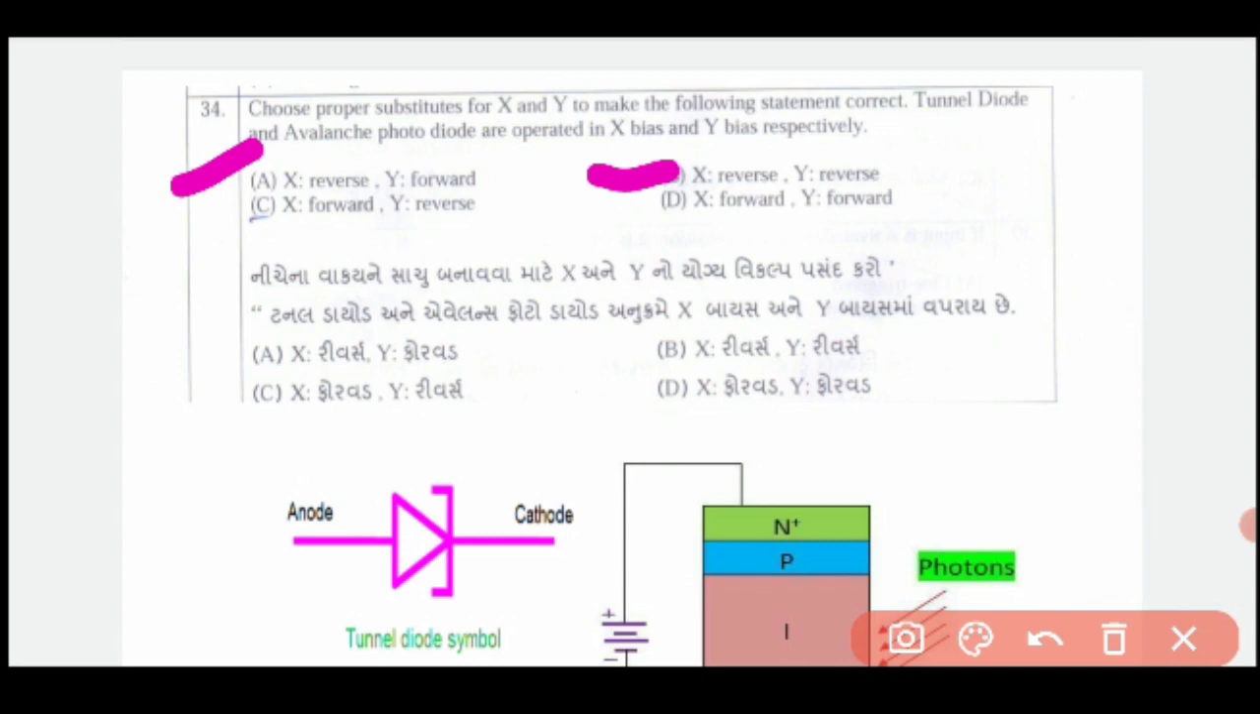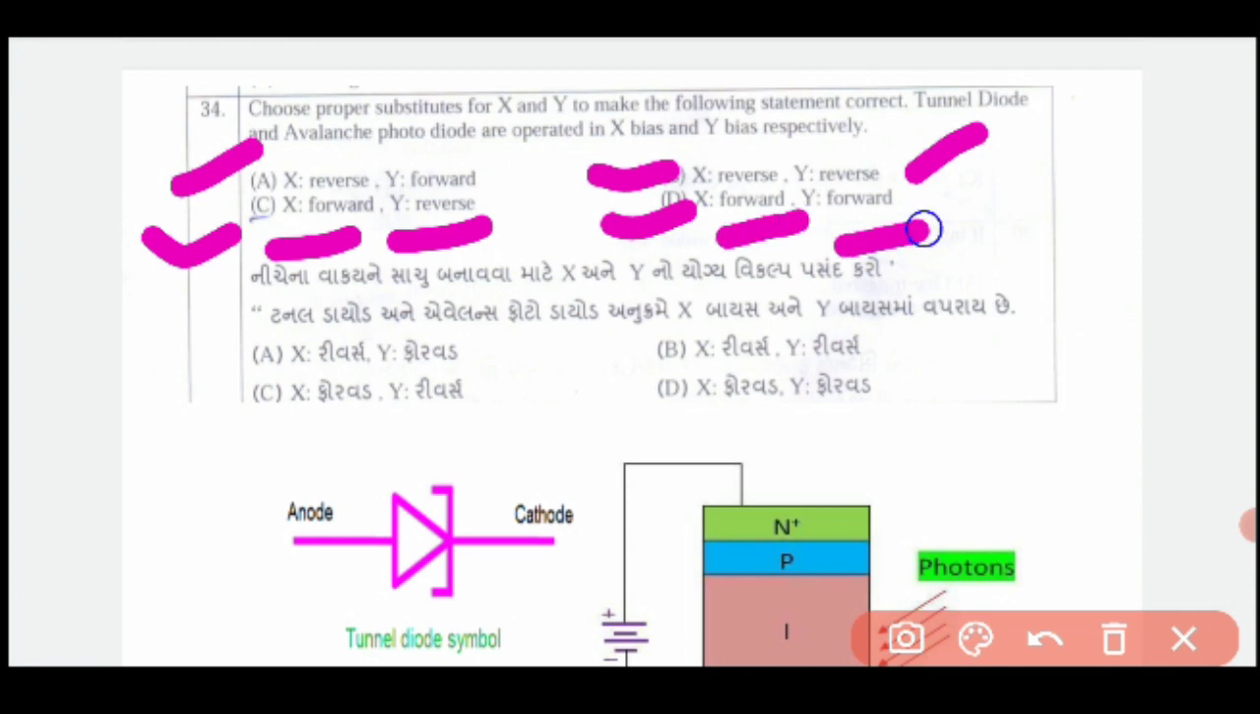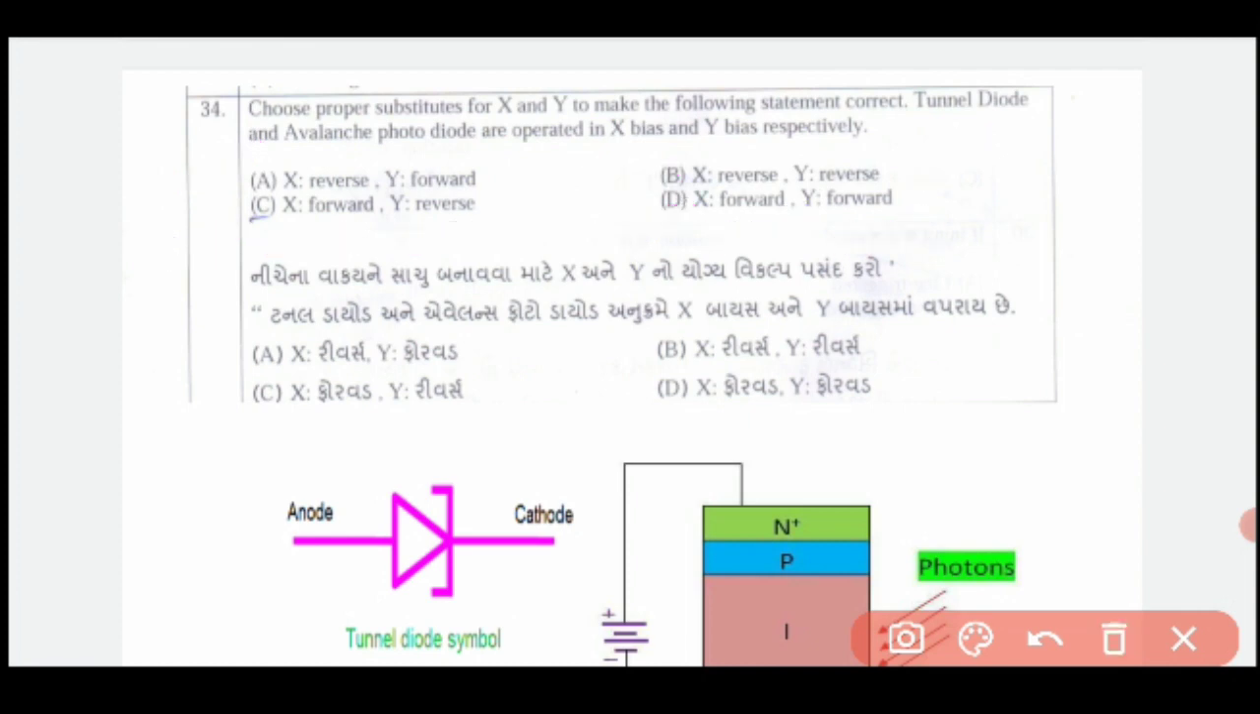Option A, X reverse bias, Y forward bias. Option B, X reverse bias, Y reverse bias. Option C, X forward bias, Y reverse bias. Option D, X forward bias, Y forward bias. Then the answer is X is forward bias, Y is reverse bias. Means the tunnel diode operates in forward bias and the avalanche photodiode operates in reverse bias.